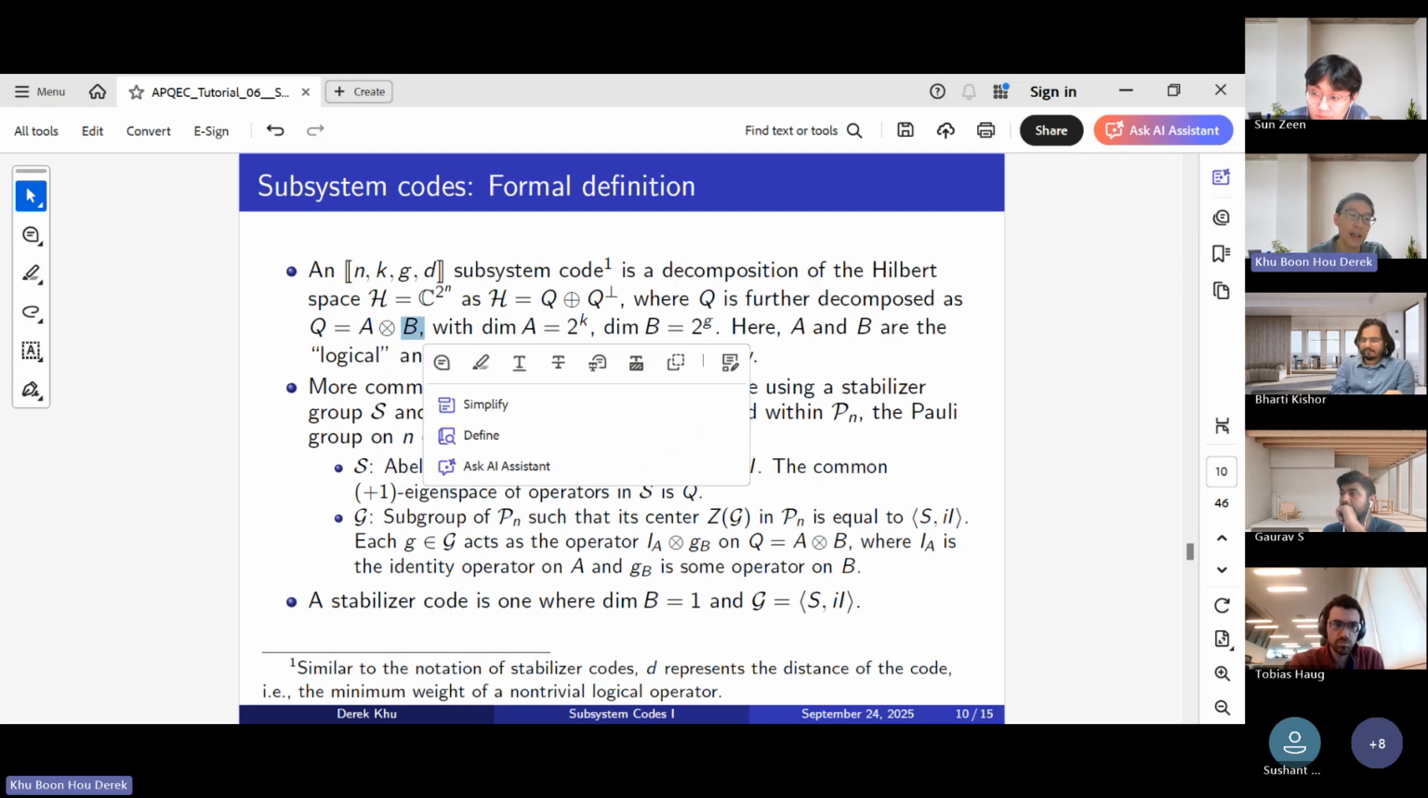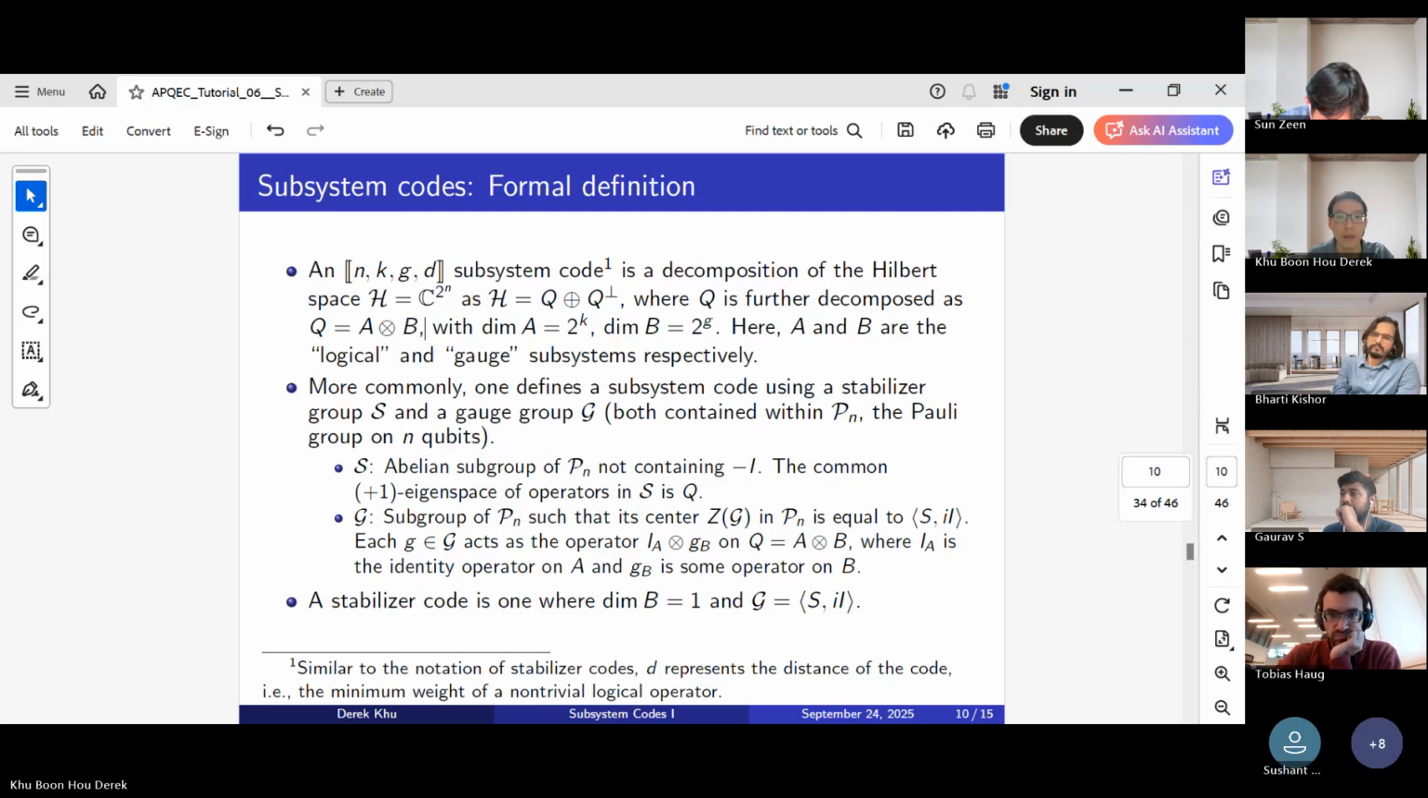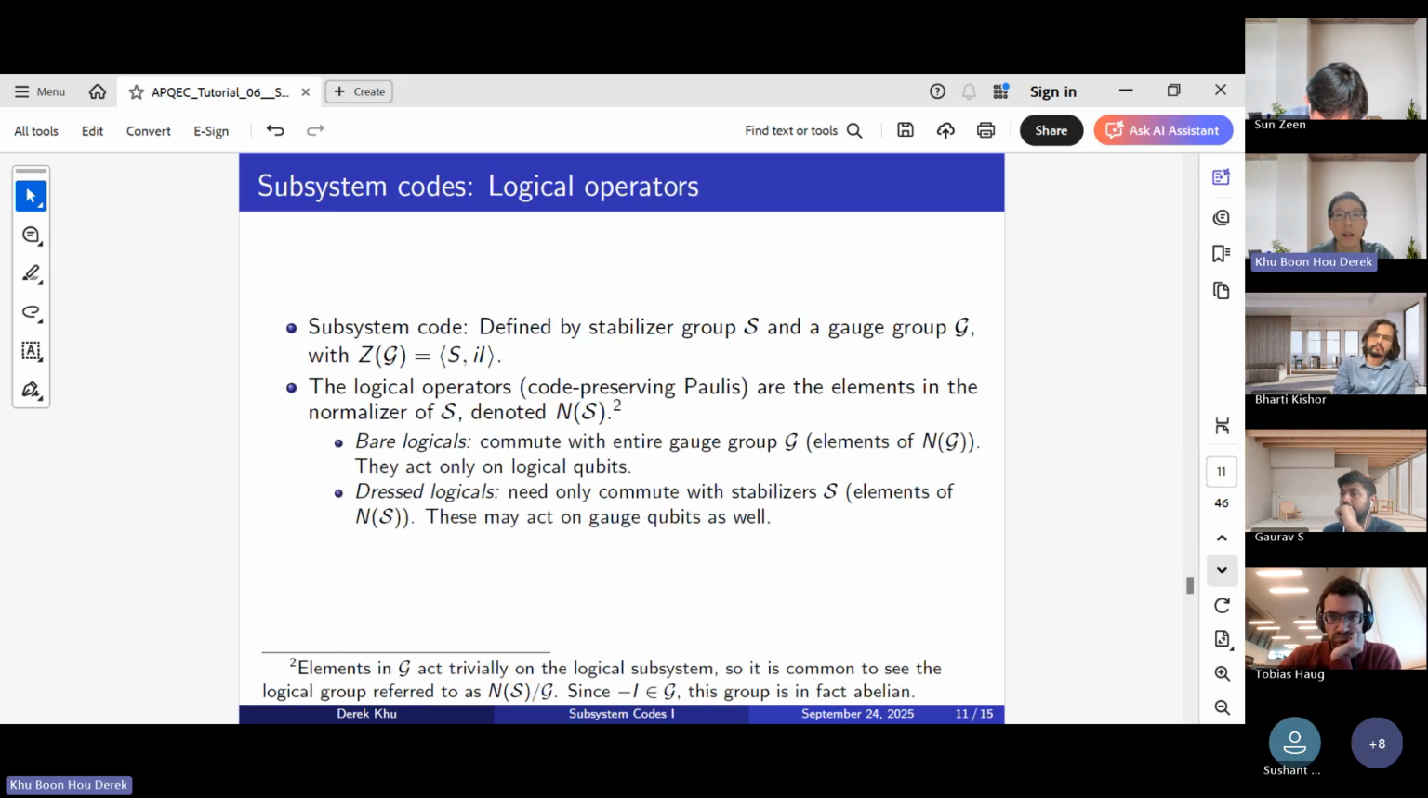Those are nice logicals, but we are not that interested. In practice, we don't really care too much about them, because we don't care if things in B get changed. So we care more about the bare logicals which affect A, right? Yes, the bare logicals affect A, yes.